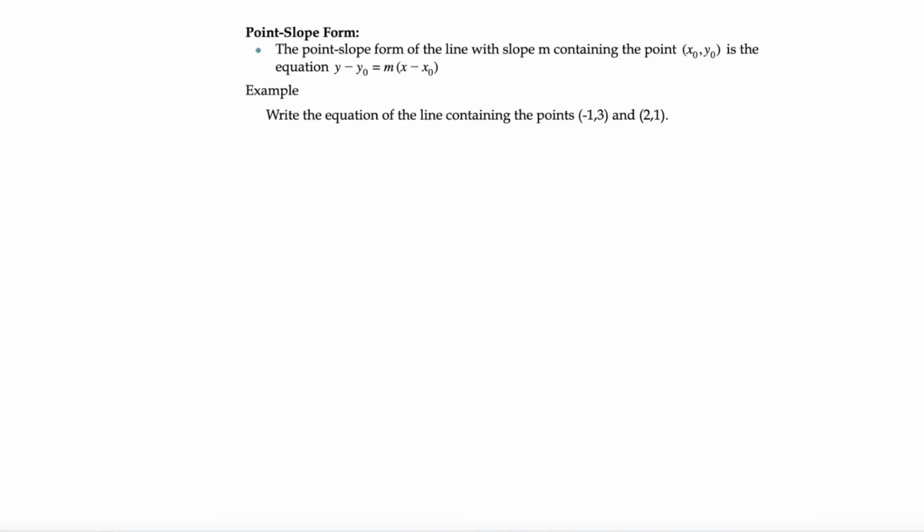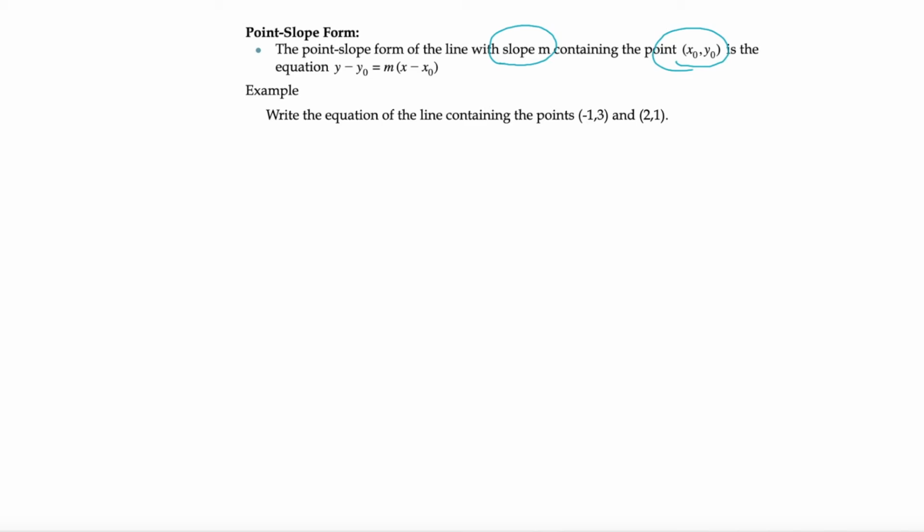Slide 8, looking at point slope form. In order to use point slope form, we need a slope and a point. It doesn't matter what point, we just need a slope and a point. Write the equation of the line that contains 2 points, and we're going to write it in point slope form.